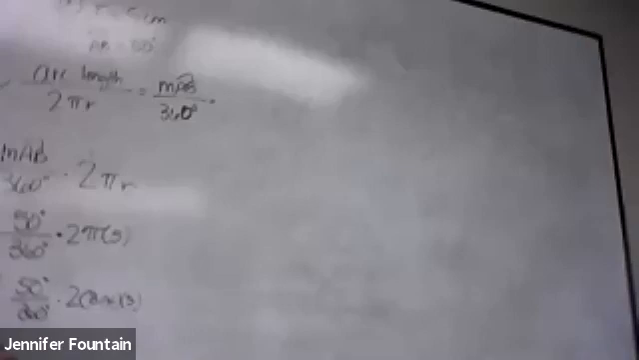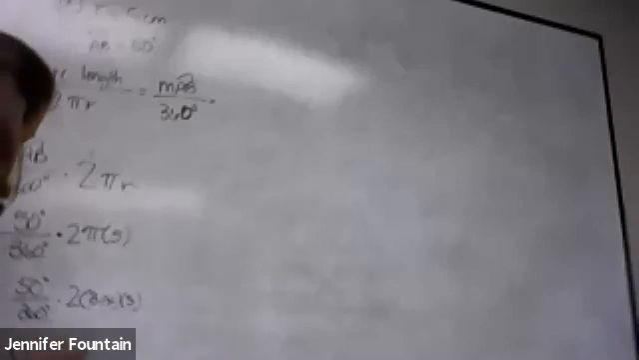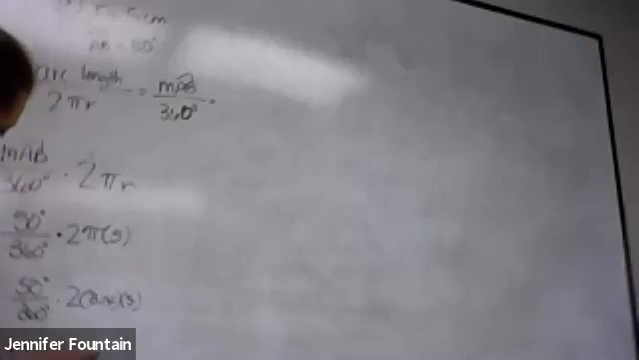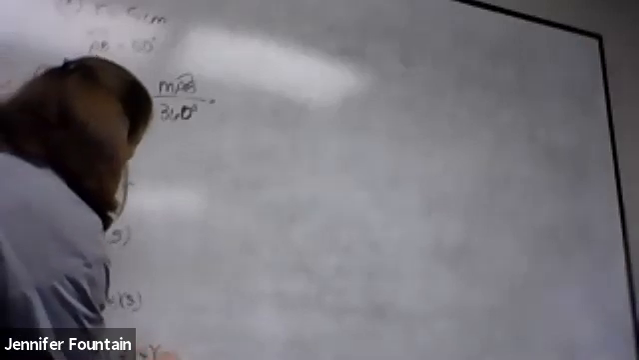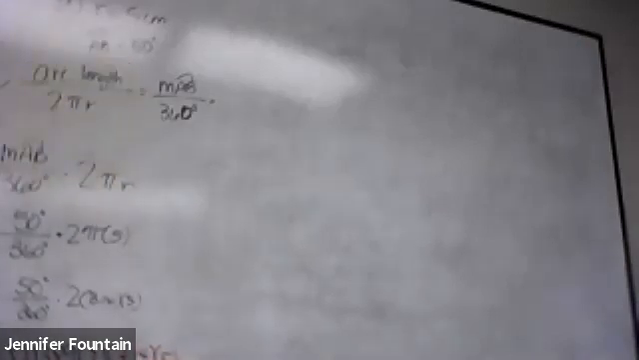What is 50 divided by 360? 0.138. Okay, so we'll go ahead and make that a 9 at the end. 0.1389 times 2 times 3.14 times 5. Okay, so what is 0.1389 times 2 times 3.14 times 5? 4.36146. That's not what I got.